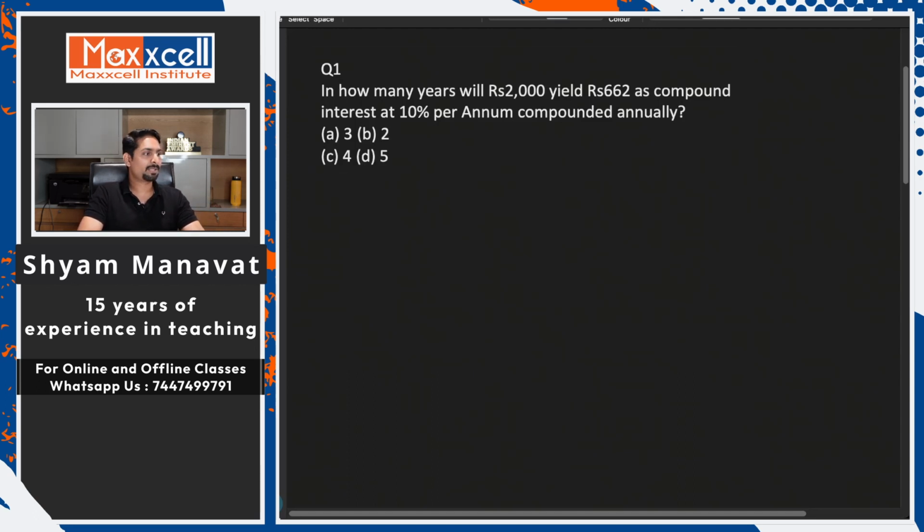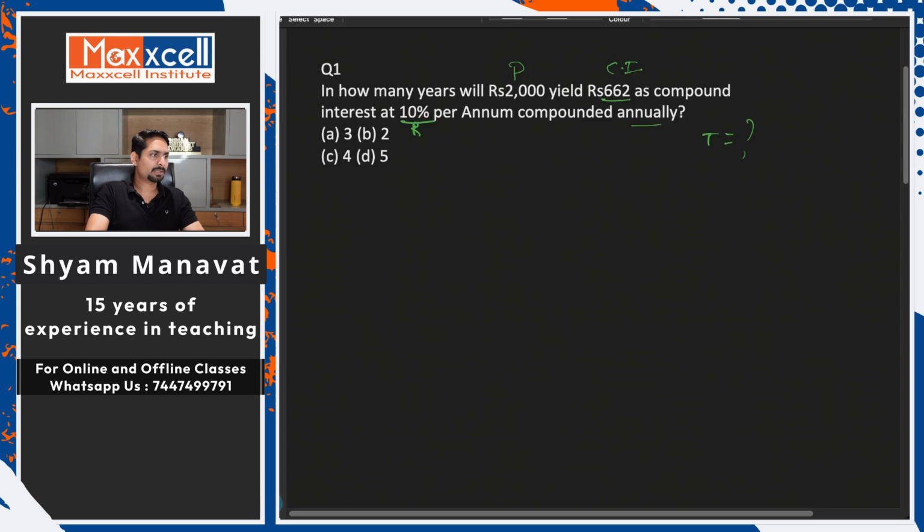In how many years will 2000 yield 662 as compound interest at 10% per annum compounded annually? So this is the principal. In how many years will this value yield 662? So this is the compound interest and this is your rate of interest, and we need to find the time.